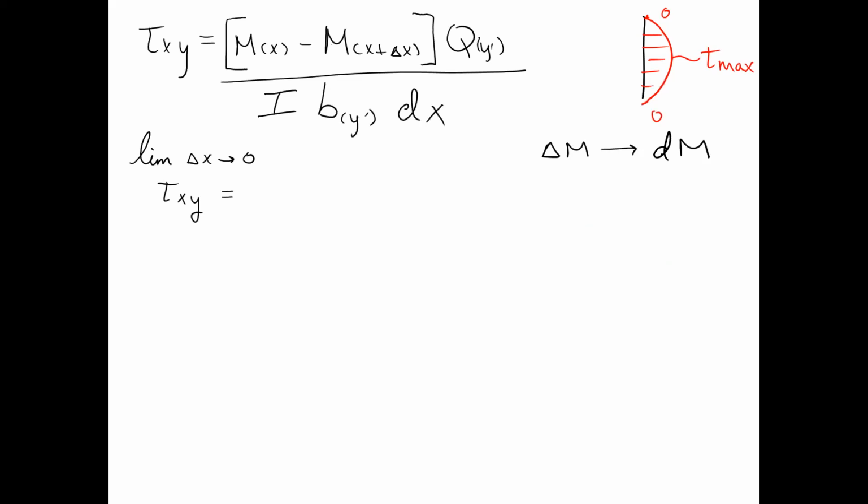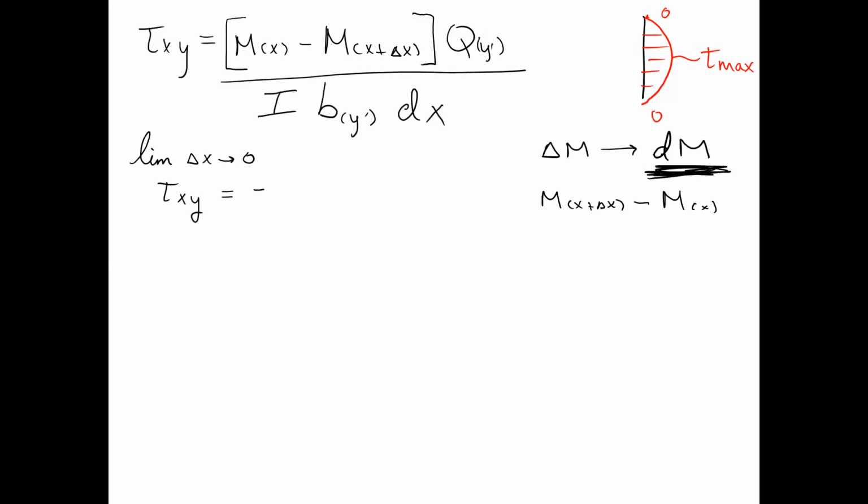Okay, but here's the catch. dM is the moment at x plus delta x minus the moment at x, when you take the limit of delta x going to 0. But we have the opposite of that, right? So we want a negative dM.